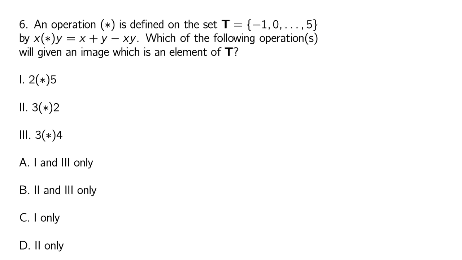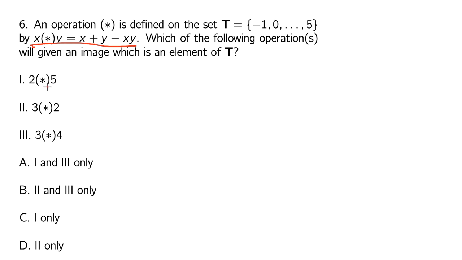All right, the next question is question 6. It says an operation star is defined on the set T equals -1 through 5. That's the integers. And this is the definition: x star y is equal to something. Now we are looking for which of the following operations will give an image in T.